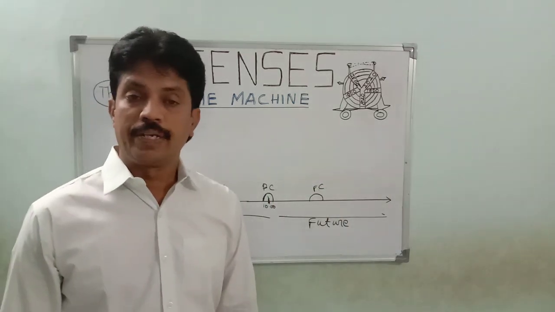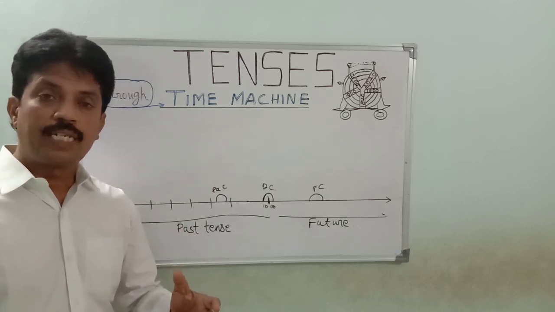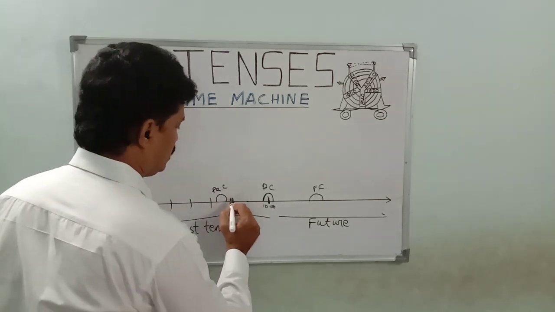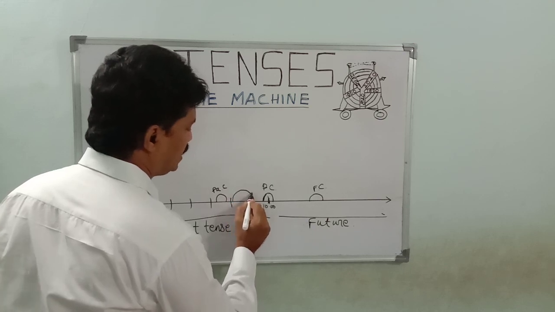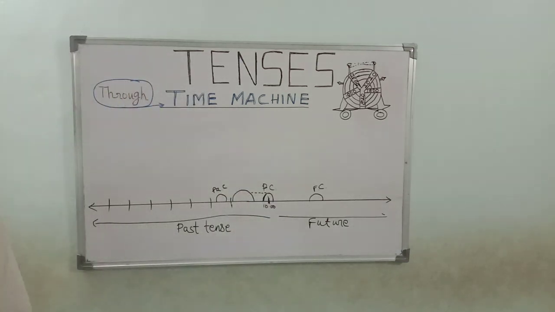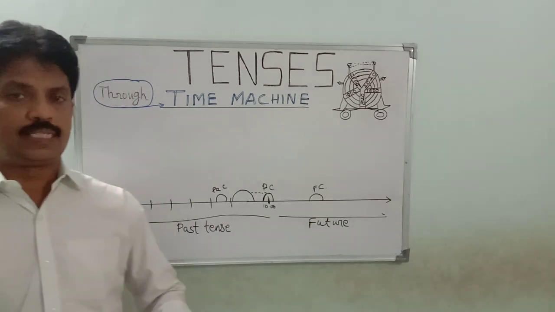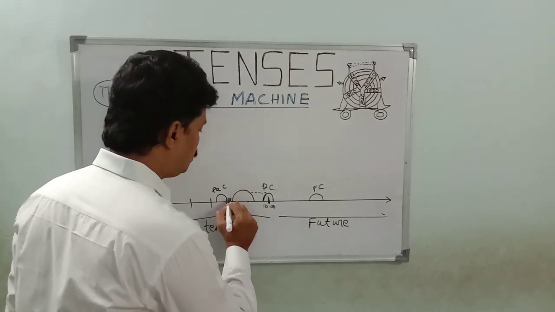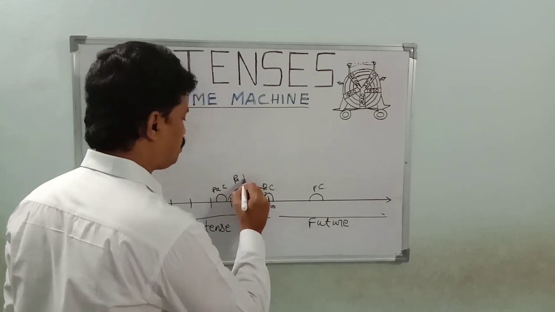Now, present perfect tense. Present perfect tense is used to refer to an action which started in the past and ended in past, which has its impact in the present. One situation. Another situation: an action which started in the past and which is still continuing into present.